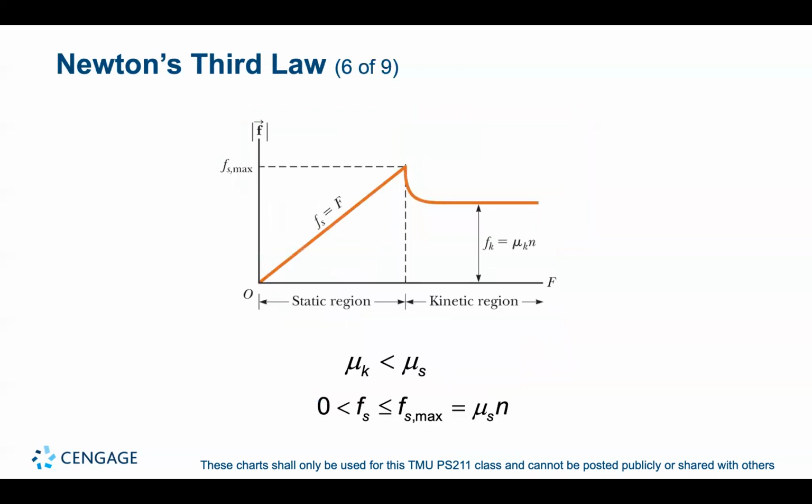So here's a graph of the magnitude of the friction force versus applied force. And so the graph illustrates how static friction works. As the applied force gradually increases, so does the static friction force acting in the opposite direction. When the applied force exceeds a maximum static friction force, the object begins to move, and kinetic friction takes over. In general, the kinetic friction coefficient is less than the static friction coefficient.